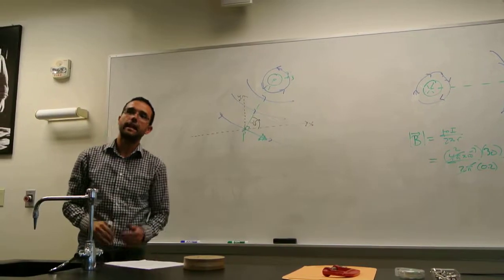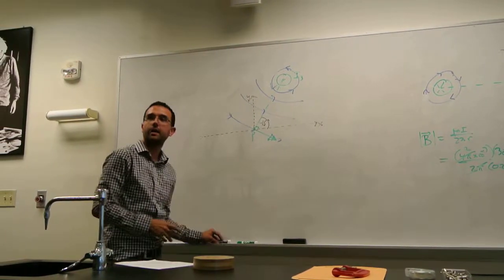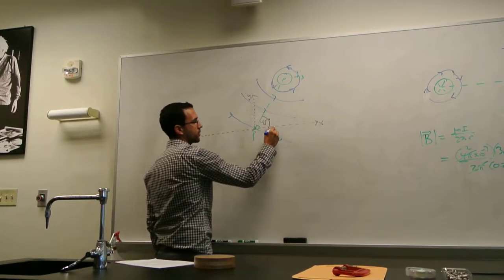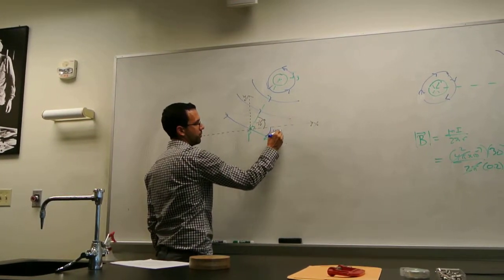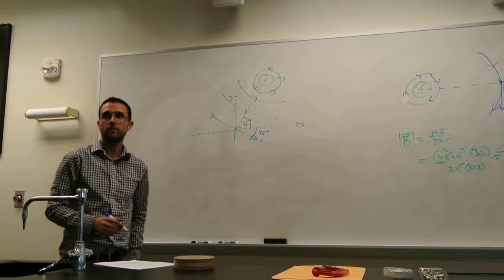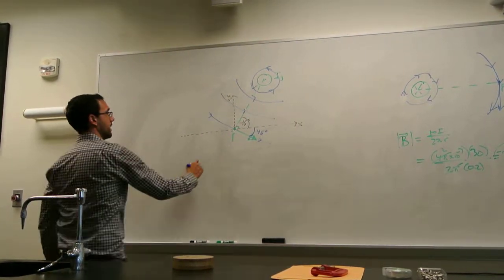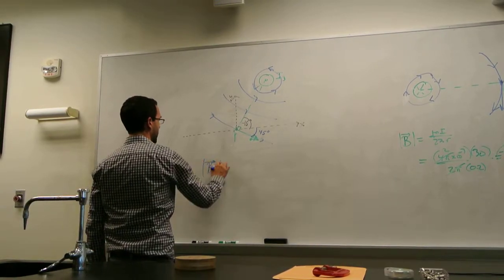Why do I need that angle, though? Because I'm going to have to break up that vector into what? Into components. So does everybody agree that this angle would also be 45 degrees? Does everybody agree? Because the whole thing's got to be what? 90. Excellent. So now let's find out what that B3 is, magnitude.